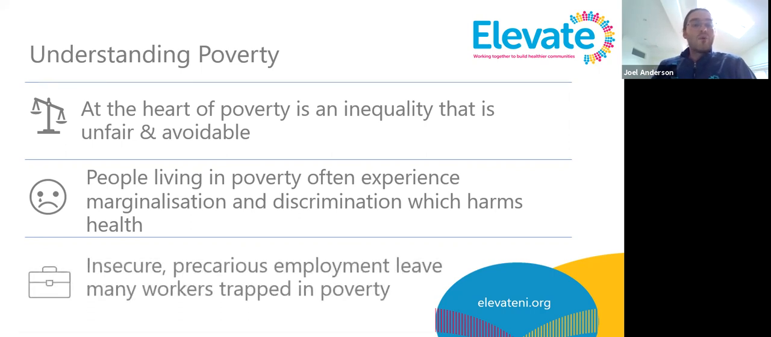And finally, working poverty. Insecure, precarious employment leaves many workers trapped in poverty. So the old mantra of work your way out of poverty no longer applies, because 13% of workers across the UK live in poverty. I'm going to hand back to Patricia now, who's going to look at how poverty impacts someone's health.